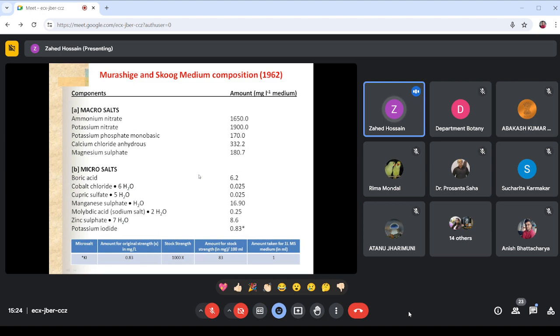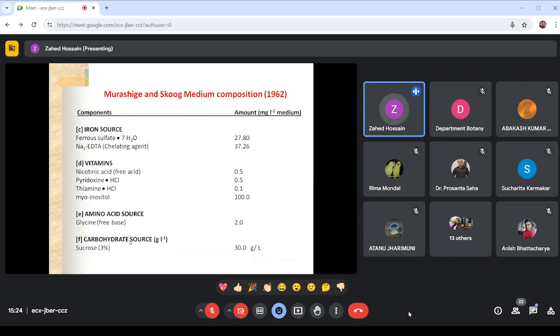For example, boric acid requires only 6.2 milligram per liter. So mostly for microsalts, we prepare a stock solution, a stock strength. Because sometimes, for example potassium iodide, requires only 0.83 mg per liter. So if you are preparing 250 ml of media, it's very difficult to weigh this very small amount, because this should be divided by 4. It's very difficult to weigh potassium iodide using a normal or even a highly sophisticated balance. So for that, it is advisable to prepare a stock.